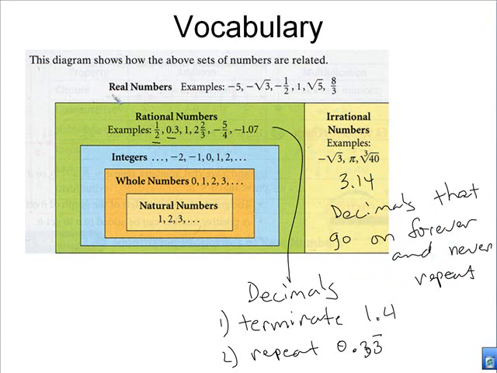Now real numbers include everything here. Real numbers include all these different number sets. They include negatives, fractions, irrational numbers, square roots, positive numbers, and 0. So basically all these different number sets are included in, or known as, real numbers.